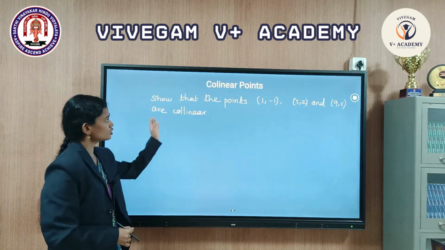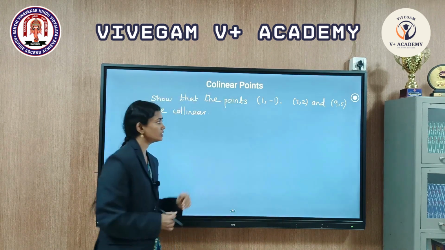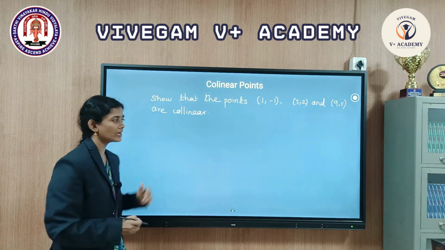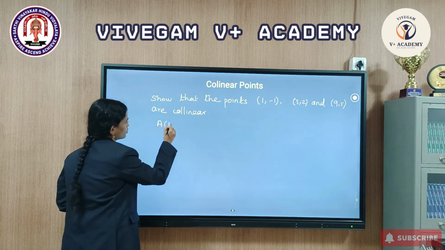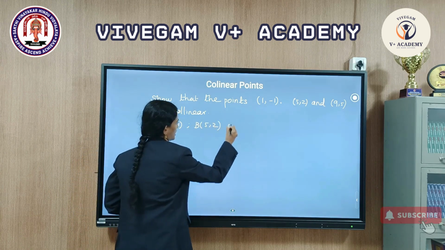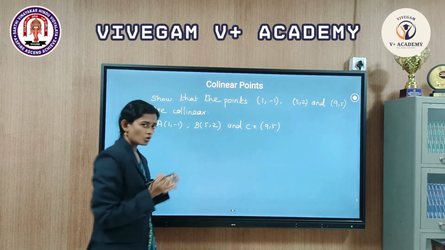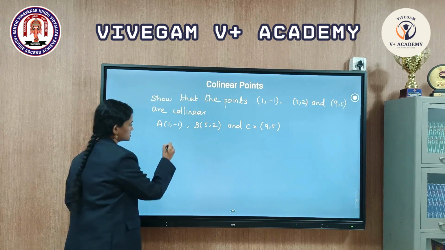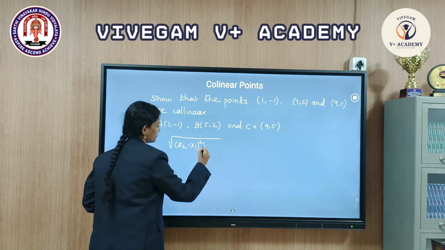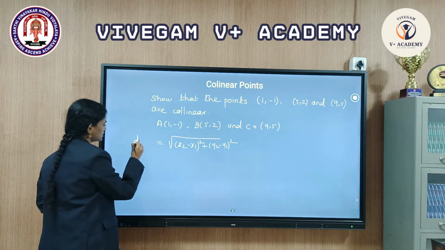Now look at this problem. Show that the points (1, -1), (5, 2) and (9, 5) are collinear. The first step is you are going to take all the points as A, B and C. So A is (1, -1), B is (5, 2) and C is (9, 5). So you know that very well. The distance between 2 points we can calculate using the formula: square root of (x2 minus x1) the whole squared plus (y2 minus y1) the whole squared. Okay. So this is the distance formula.